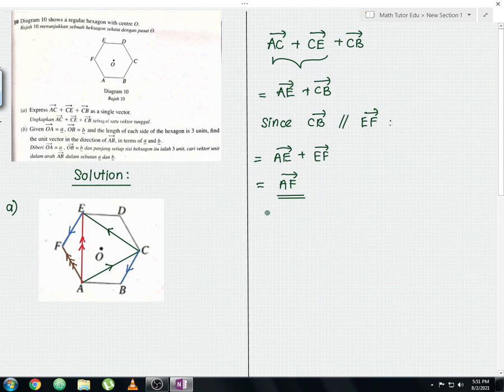Okay, that is all for the step-by-step working and solution for the question part A. Let us proceed to the question part B now. Let us write down the information given for the question part B over here.